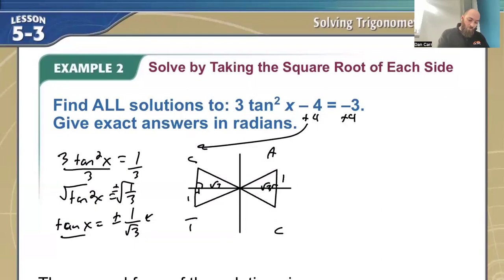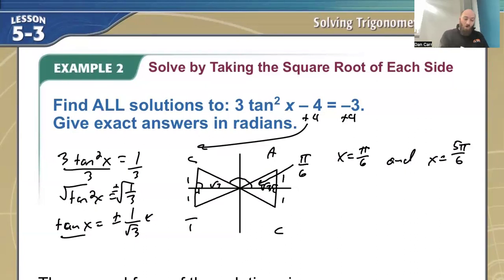So same thing as before. I need to figure out what these angles are. What are the radians of each of these? Once again, I have my 30, 60, 90 triangle, or in this case, what I could say is that is pi over 6. So what I get is pi over 6 here. So x will equal pi over 6. This one is going to be pi over 6 short of pi. So I'm going to say that's x equals 5 pi over 6.